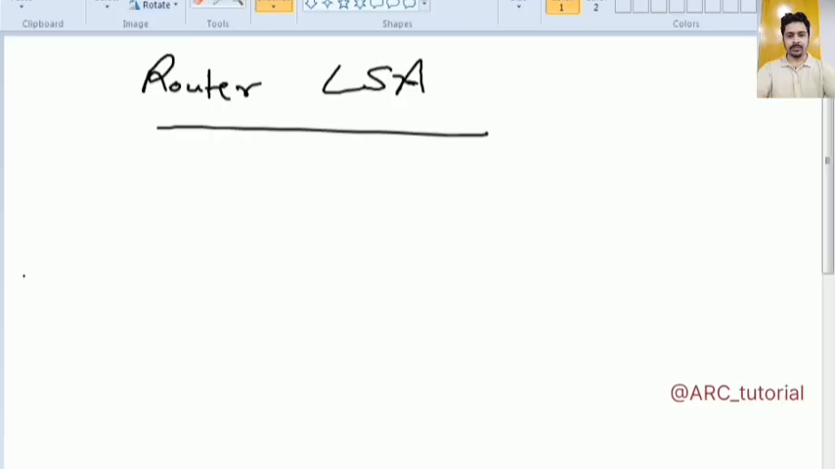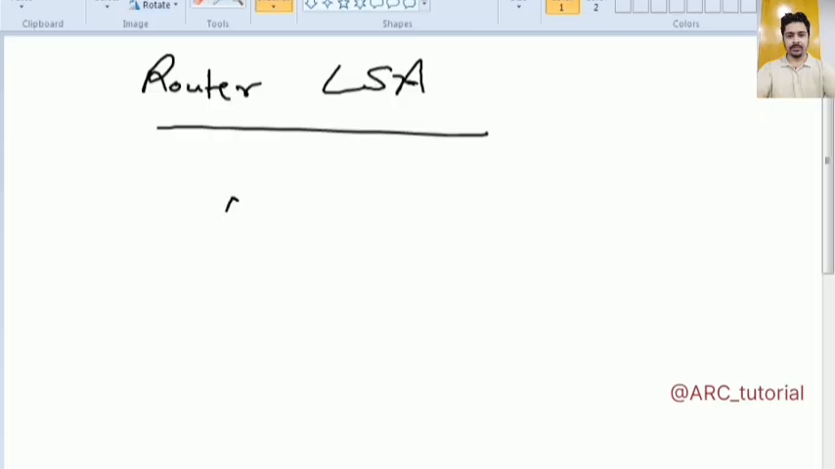So if someone asks you what is type 1 LSA, or router LSA, it's the same thing, right? Remember that in OSPF it is mandatory for all routers to generate a router LSA. It is compulsory for all routers. Router LSA will be generated by all routers in OSPF, and it is mandatory for all of them.